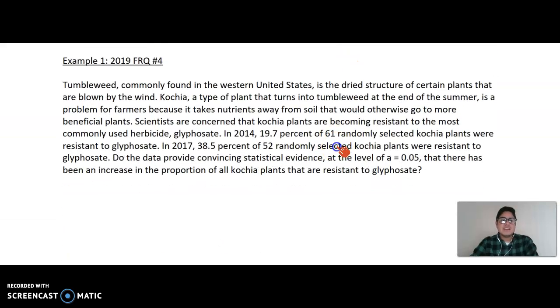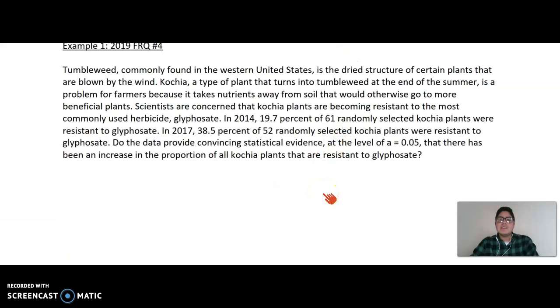So let's take a look here. Tumbleweed, commonly found in the western U.S., is the dried structure of certain plants that are blown by the wind. Kochia, a type of plant that turns into tumbleweed at the end of the summer, is a problem for farmers because it takes nutrients away from soil that would otherwise go to more beneficial plants. Scientists are concerned that kochia plants are becoming resistant to the most commonly used herbicide, which I believe is glyphosate. I'm just going to call it Herb-G for now.